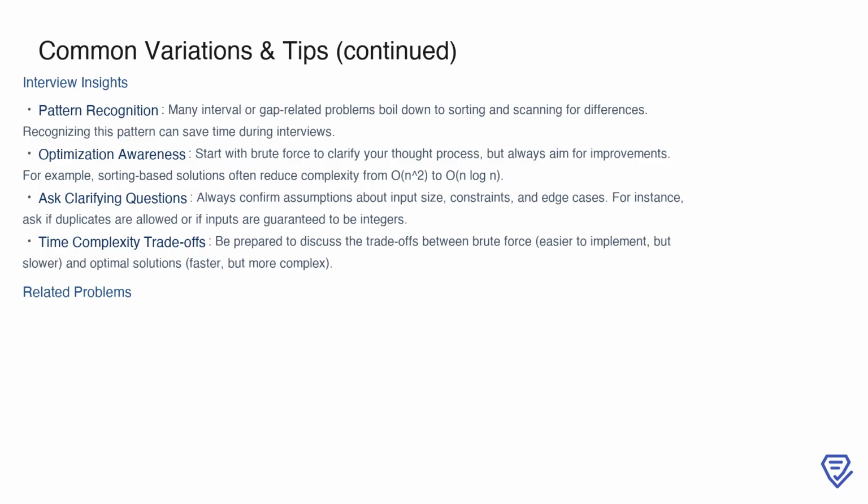It's also important to ask clarifying questions during interviews. For example, confirm whether duplicates are allowed, if inputs are guaranteed to be integers, or any constraints on input size. Finally, be ready to discuss trade-offs. Brute force may be simpler to implement but slower, while optimal solutions often involve greater complexity but better efficiency. This balance is key in interviews.